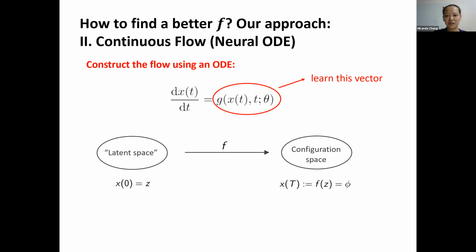The second thing we want to do differently is to use a continuous flow, what's called the neural ordinary differential equation. So what is it? Well, it's an ordinary differential equation, and what you want to learn is actually the gradient, or the vector field, as we call it.